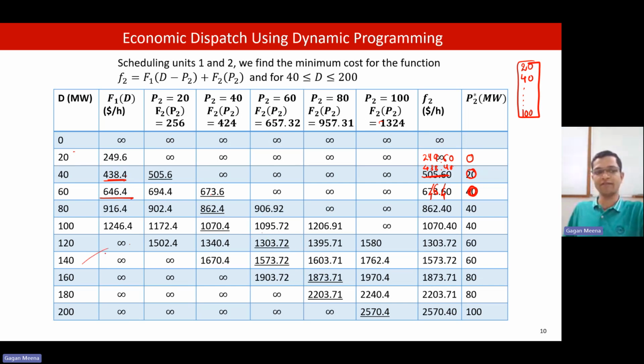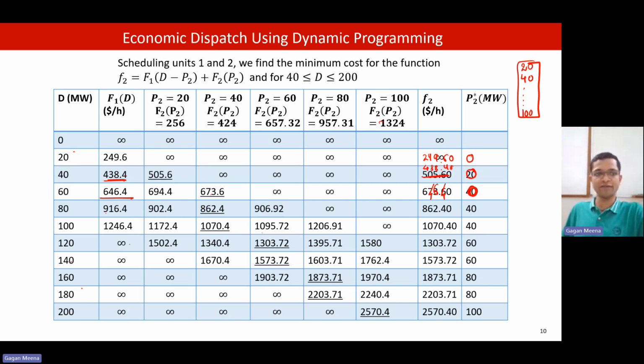Similarly, we can do it for 140, 160, 180 and 200. For 140, if P2 is 40, P1 is 100. If P2 is 60, P1 is 80. If P2 is 80, P1 is 60. And if P2 is 100, P1 is 40. And in this we find the minimum cost is when P2 is 60.